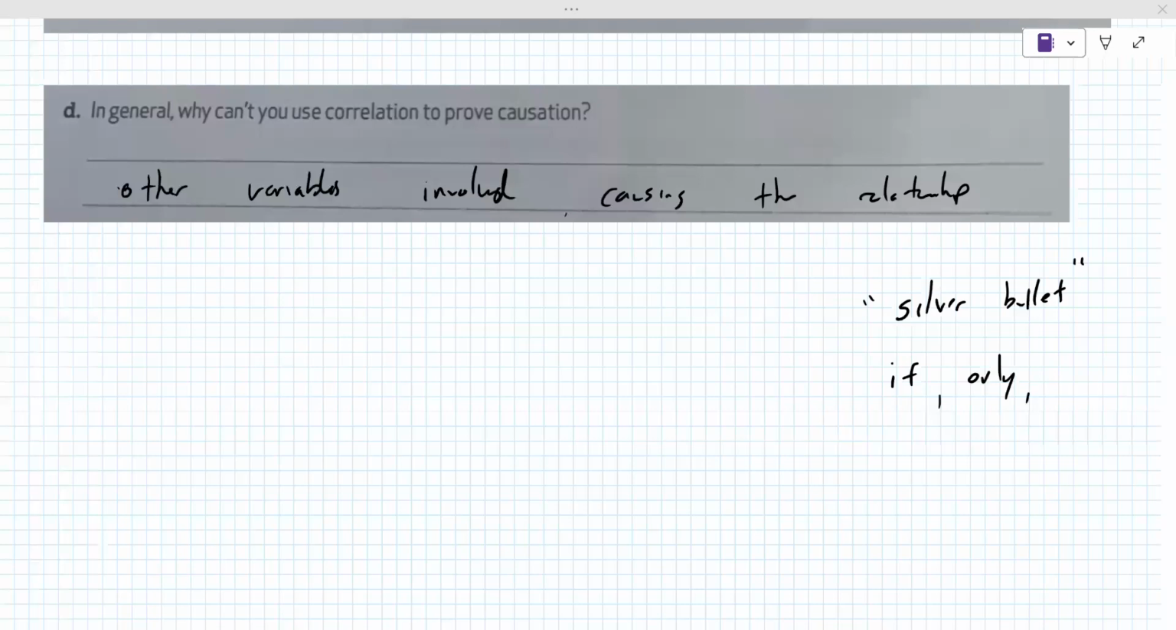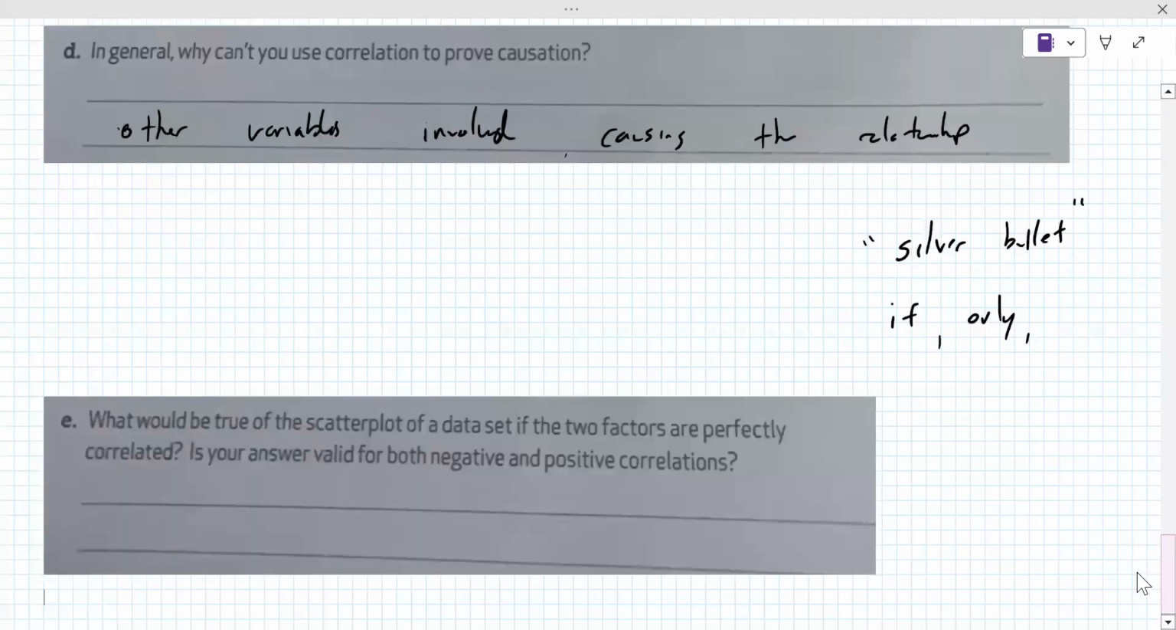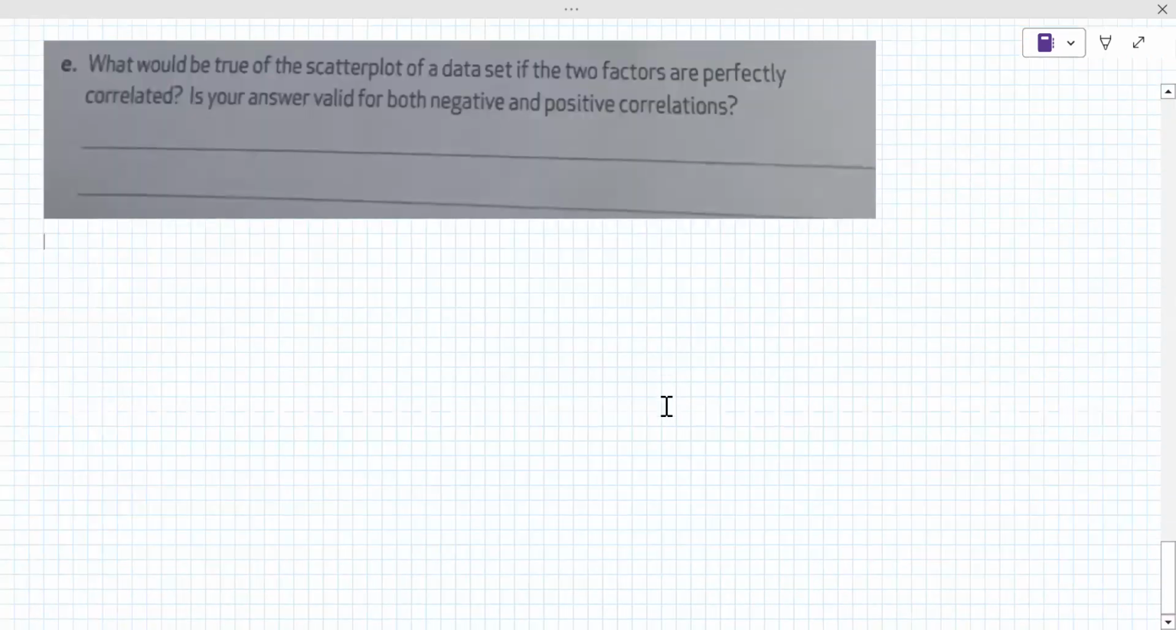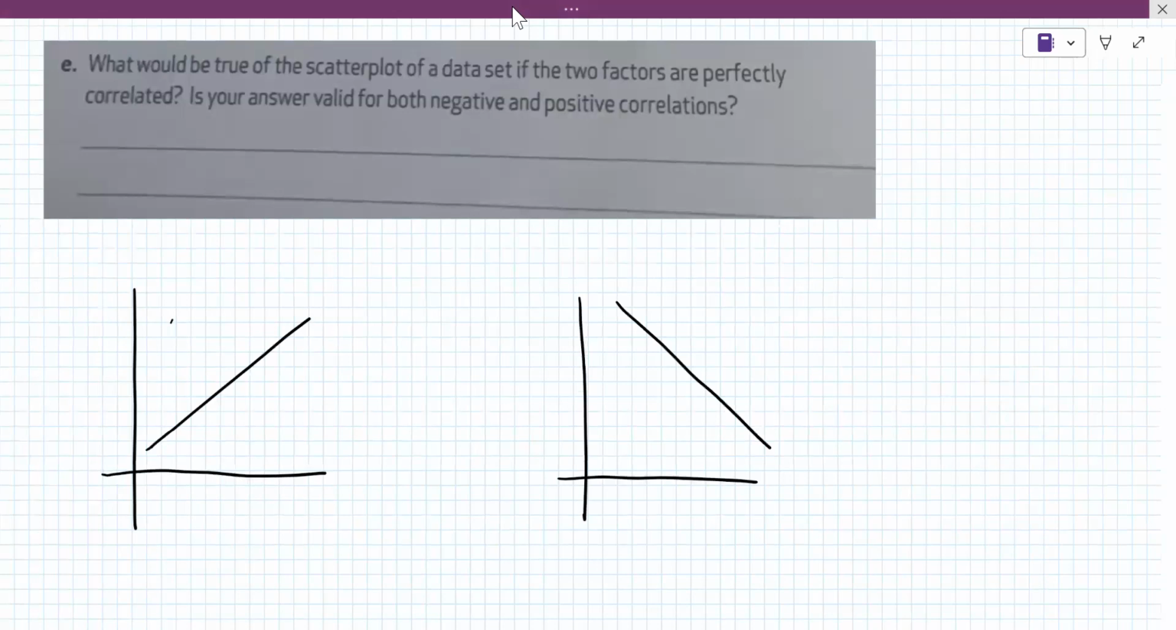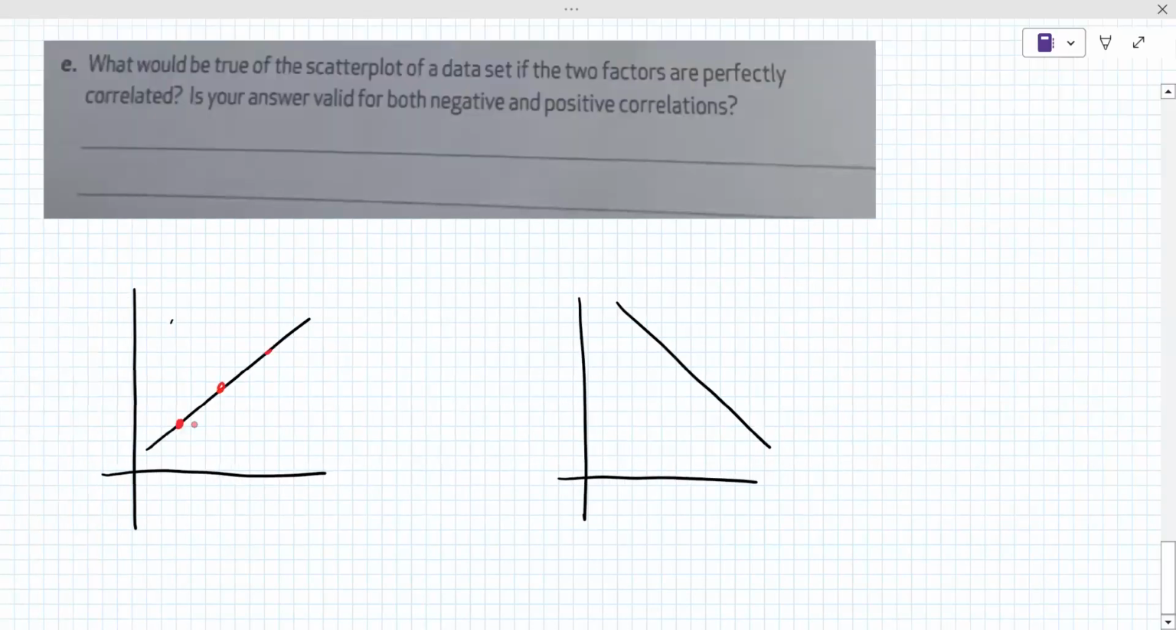All right. Last question here. What would be true if the scatter plots of a data set, if the two factors are perfectly correlated? There are both types of perfect correlation, positive and negative, and these only occur if every single data point falls on the line. Every data point must fall on the line.